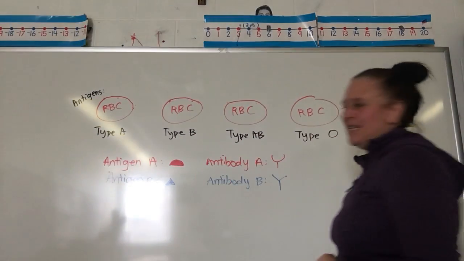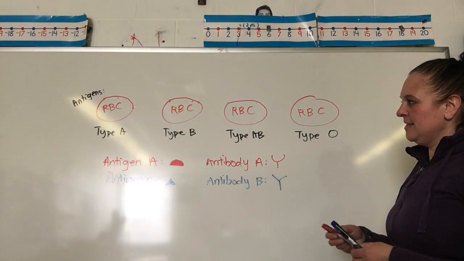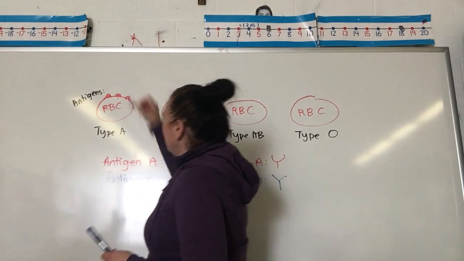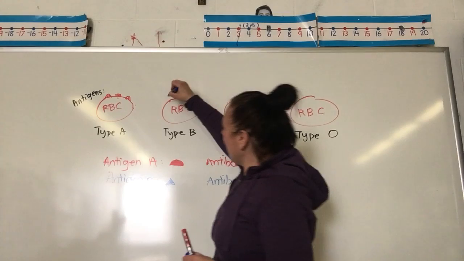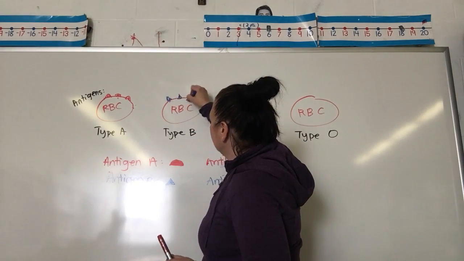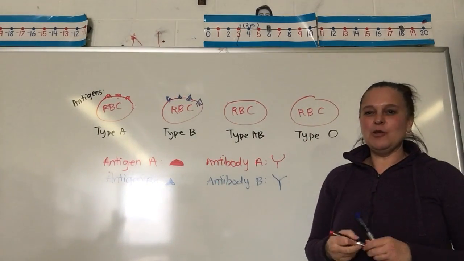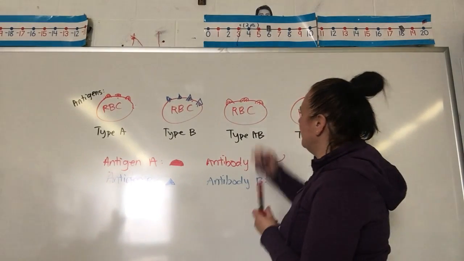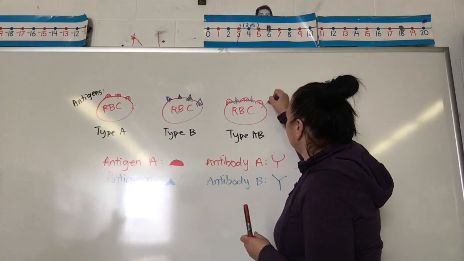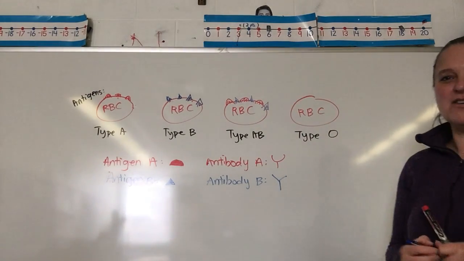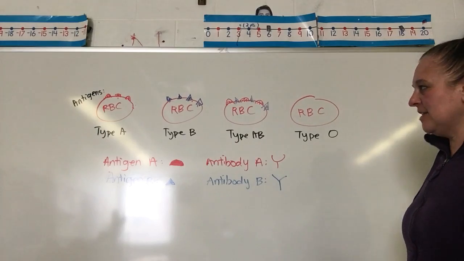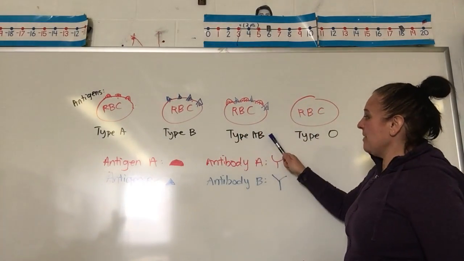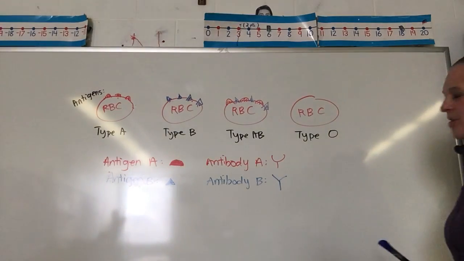So what does this have to do with our blood types? Well, if you are a blood type A, that means you have antigen A on your surface. If you have blood type B, you have B antigens on the surface of your red blood cells. If you are type AB, you have both. You have some A antigens, but you also have some B antigens. And if you're type O, you have no antigens on your surface of your red blood cells. Very literal. Type A blood, you have A antigens. Type B blood, you have B antigens. Type AB blood, you have both antigens, and type O, you have no antigens.